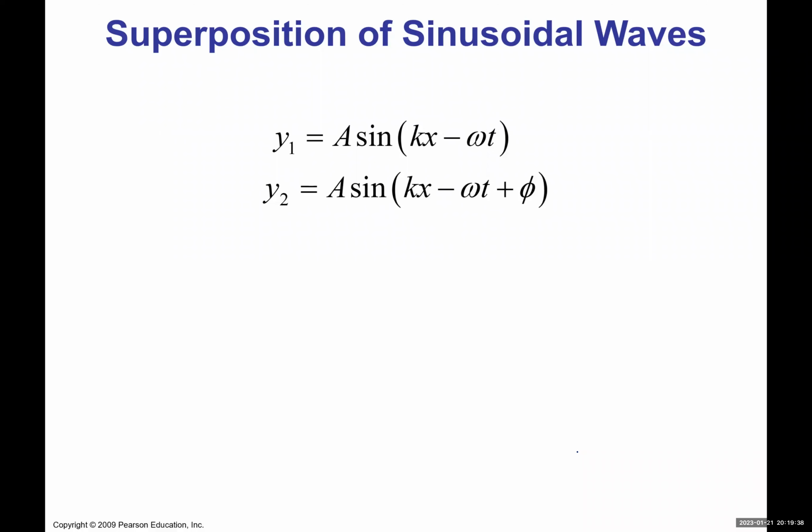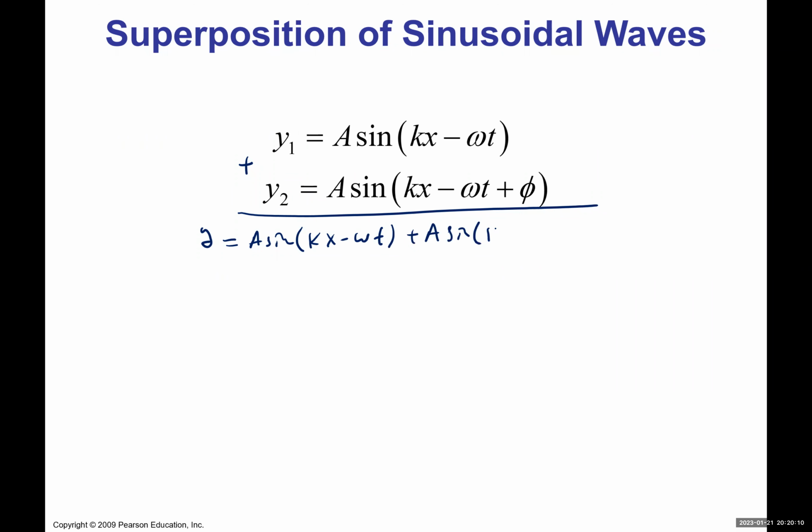When they get to point Q, they combine to create another wave. It's basically a superposition wave. So what we're doing here is just adding them together to get this wave Y. So Y equals A sine(kx minus omega t) plus A sine(kx minus omega t plus phi), the phase constant. Basically we're adding two waves together.